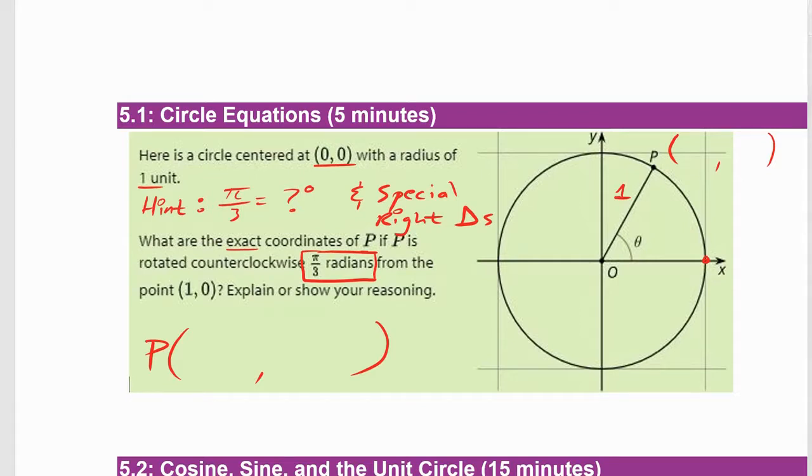And if you can find your degree, that's probably a hint on what kind of special right triangle you're talking about. And then what did you learn back in geometry that could be used right now to give you the exact coordinate of P? So go ahead and pause and work together with your group. So pause and try to figure it out. Give yourself about 5 minutes.